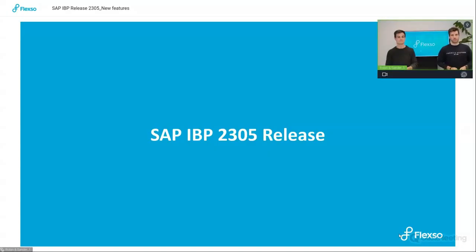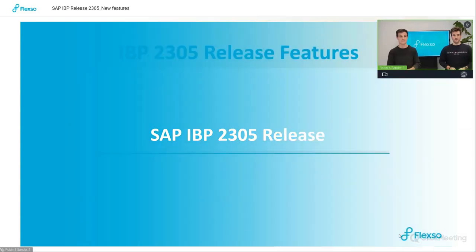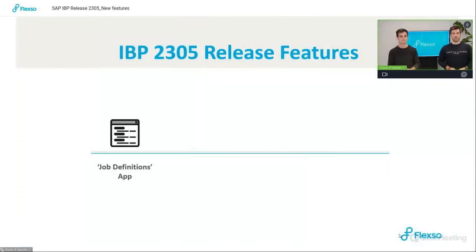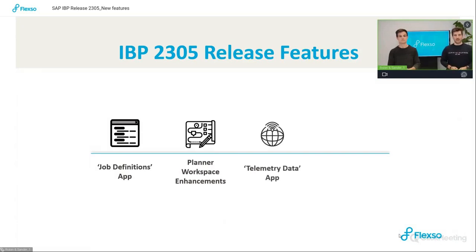Today we'll guide you through four interesting features that we have highlighted this release. So let's dive right into them. Yes, definitely. First of all, we will be looking at a new Job Definitions app which is available. Then we will take a look at some enhancements that have been made to the Planner Workspace. Again, a new app which is being introduced is a Telemetry Data App. And finally, we'll take a look at machine learning that is helping us in discovering patterns in master data. Looks very promising. Indeed, let's take a look.